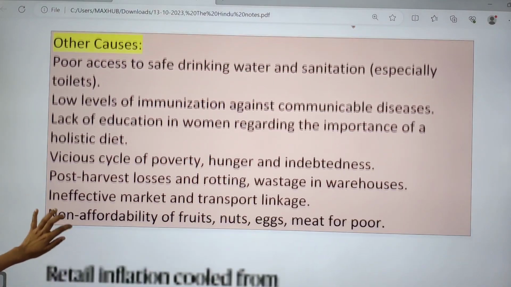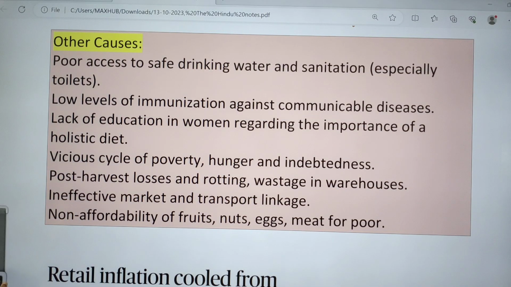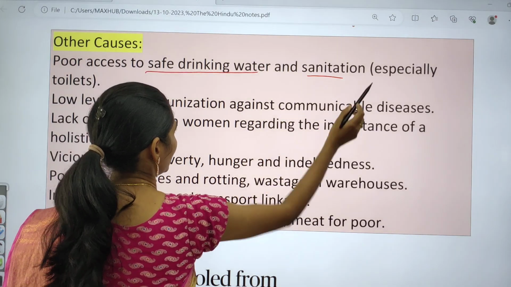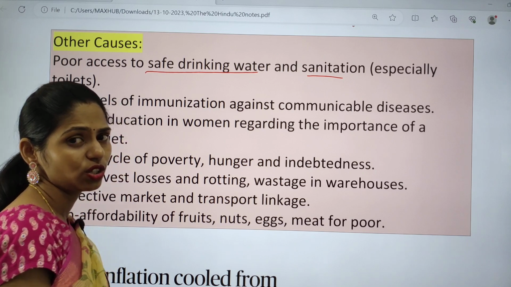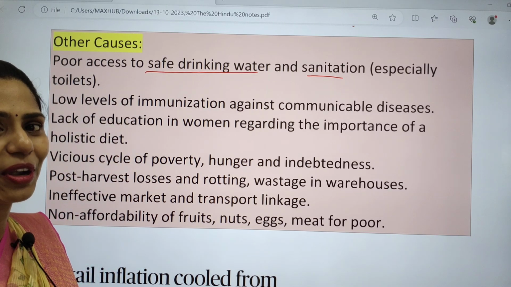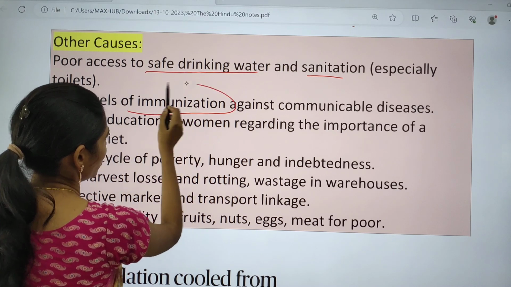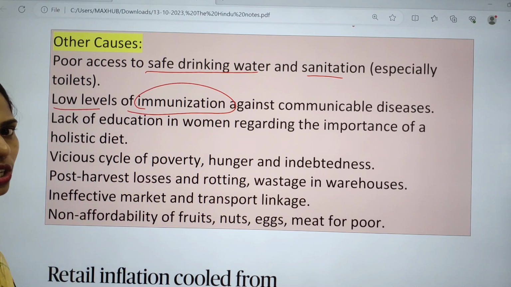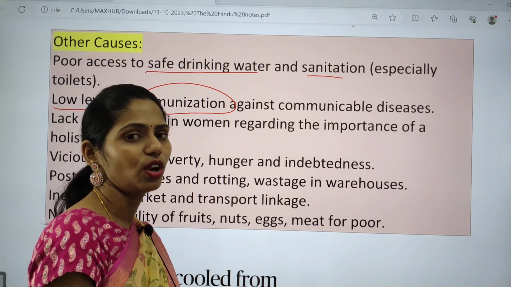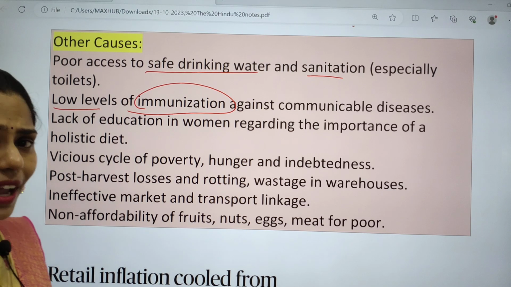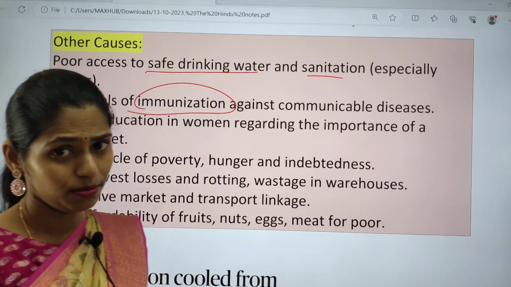So what are the other general causes? Whenever there is no access to proper safe drinking water and sanitation, that will lead to increasing diseases because of contaminated food and water. And next one is low levels of immunization against communicable disease. If you are not having proper immunization, there is no vaccine. If you are not taking vaccines, how can you be immune?